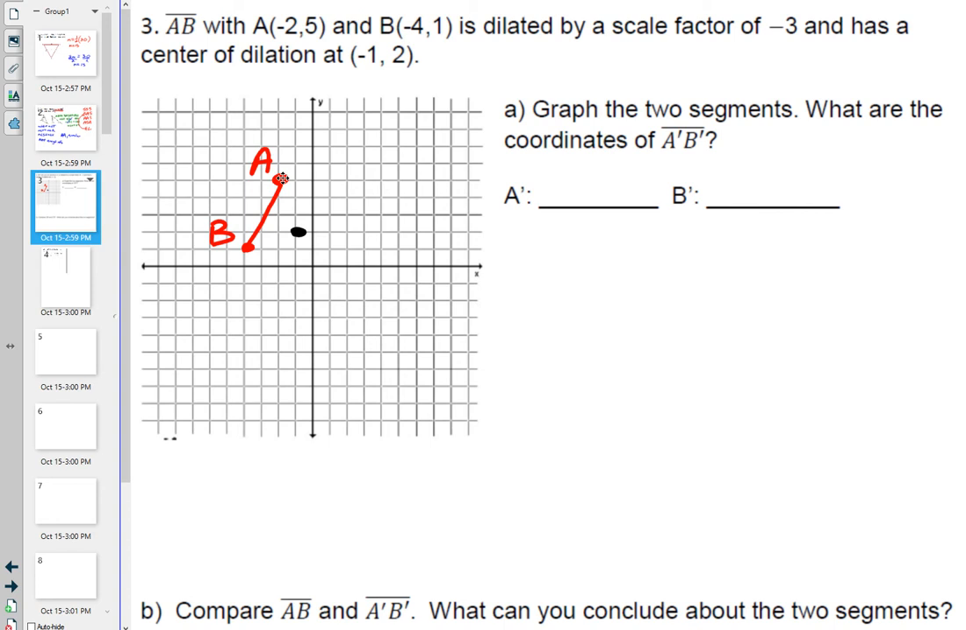Okay, so this is a big thing right here. As far as the amount of work that you have to do, the center of dilation, when it's not the origin, it gives you a lot more work. There's a lot more stuff you have to do.